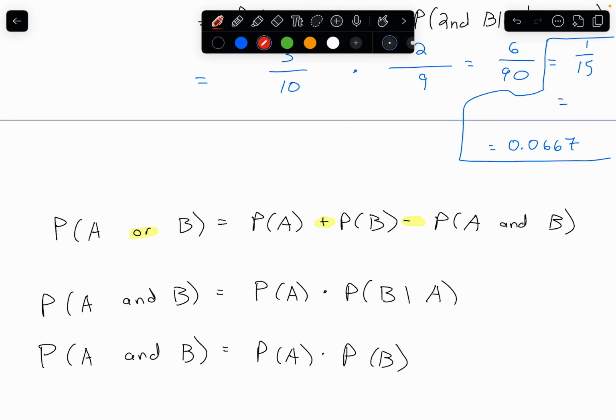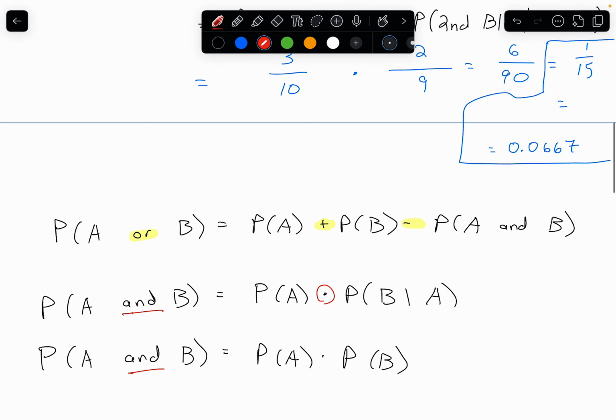But the thing I want to point at here is that when we're talking about and probabilities, in both cases, regardless of whether we have independent events or dependent events, we are going to be multiplying. So this is the rule of thumb that I give. Obviously, there's going to be exceptions to the rule. There's always exceptions to the rule. But in general, when we're talking about or probabilities, we're probably going to be using some amount of addition. And when we're talking about and probabilities, we are probably going to be using multiplication.